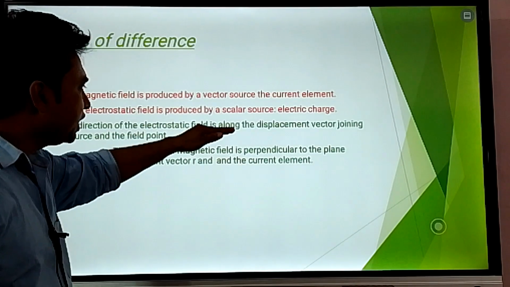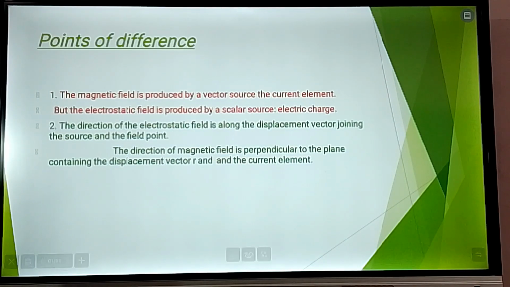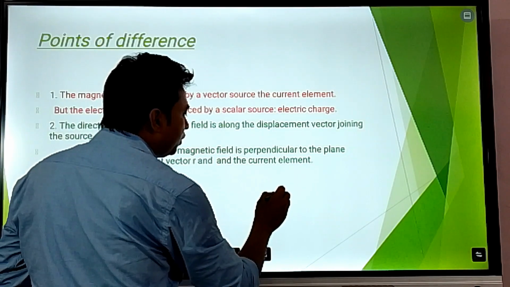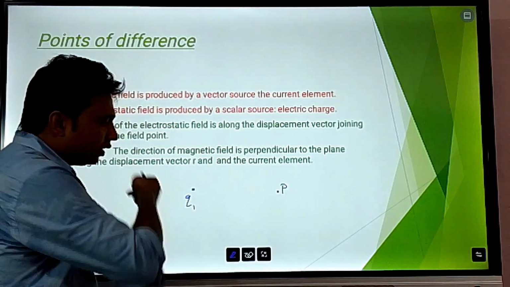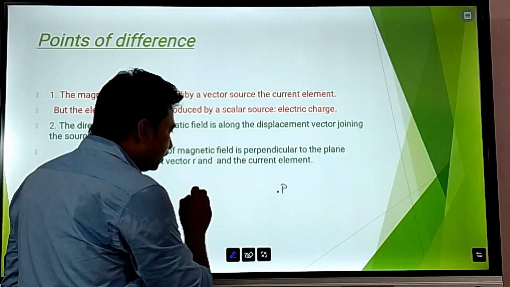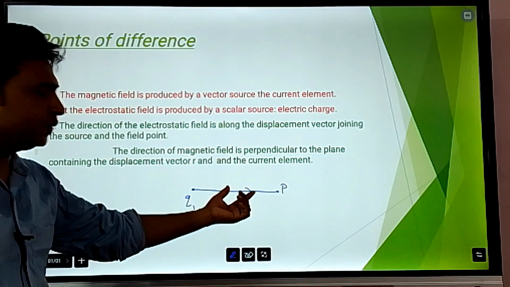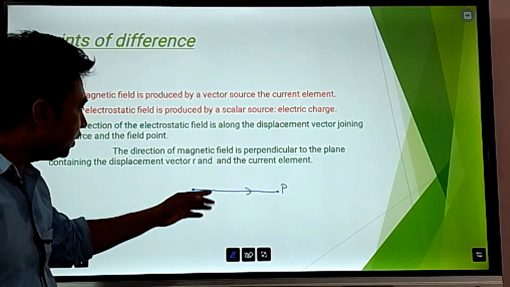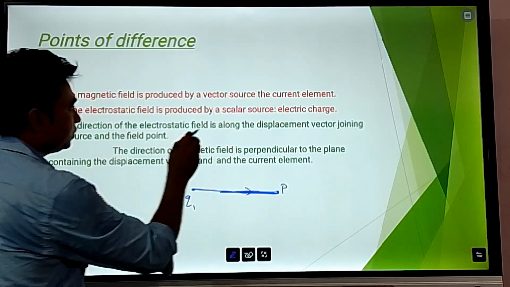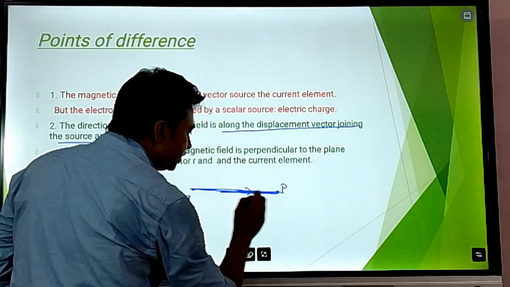The direction of the electrostatic field is always along the displacement vector. What does it mean? Suppose this is Q1 and this is our point of observation, where we are going to find the electric field. Then its direction will be along the line joining Q1 and P. This is known as the displacement vector. So the direction of the electric field will always be along this line. That is what I have written here: the direction of the electrostatic field is always along the displacement vector joining the source.